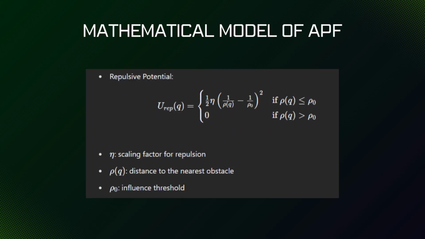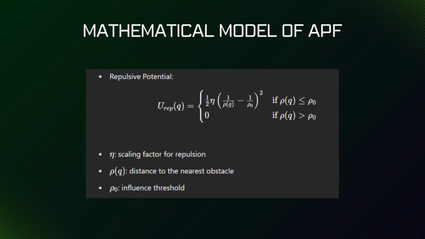The repulsive potential field is responsible for keeping the robot away from the obstacles. It only becomes active when the robot is within a certain proximity of an obstacle. The closer the robot is to the obstacle, the stronger the repulsive force becomes. Eta is a positive scaling factor that controls how strongly the robot is pushed away. P of Q is the distance from the robot to the closest obstacle.